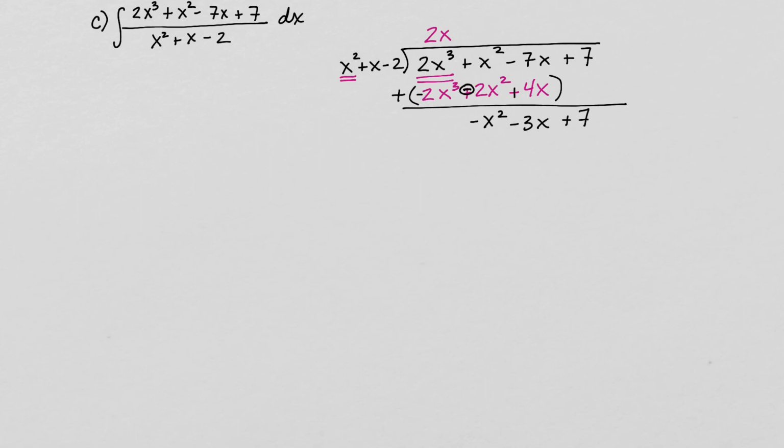Okay. Yeah, that makes sense now. No problem. So now we're going to do the same thing again, right? So now I'm going to compare minus x squared with x squared. What do I need to multiply x squared by to get minus x squared?